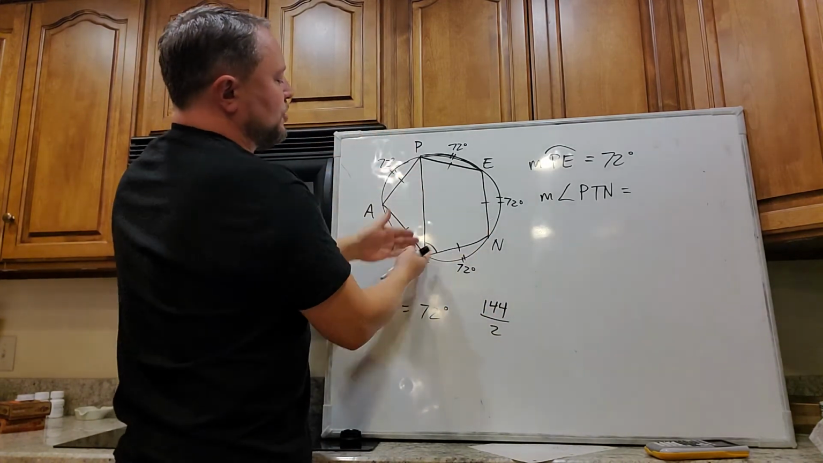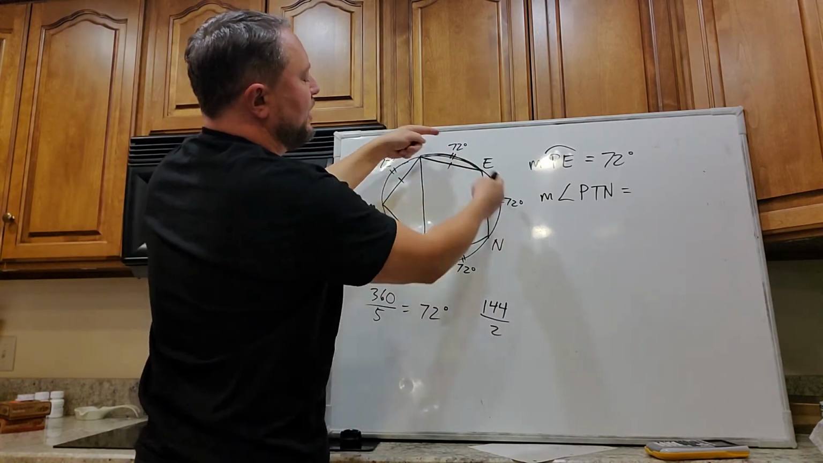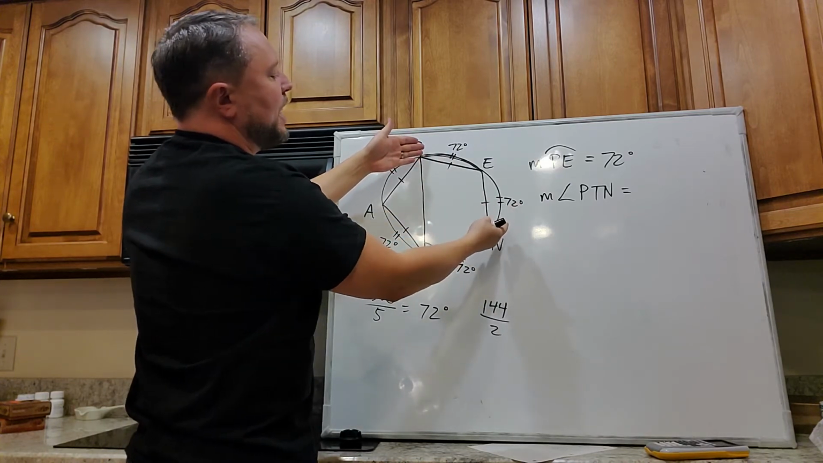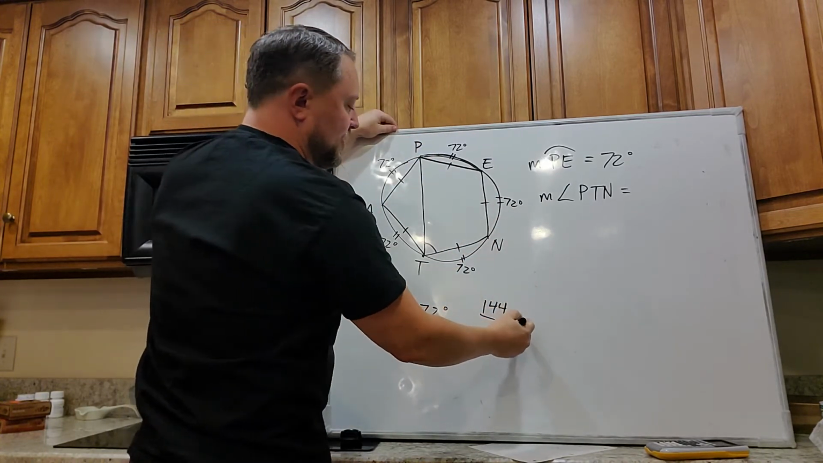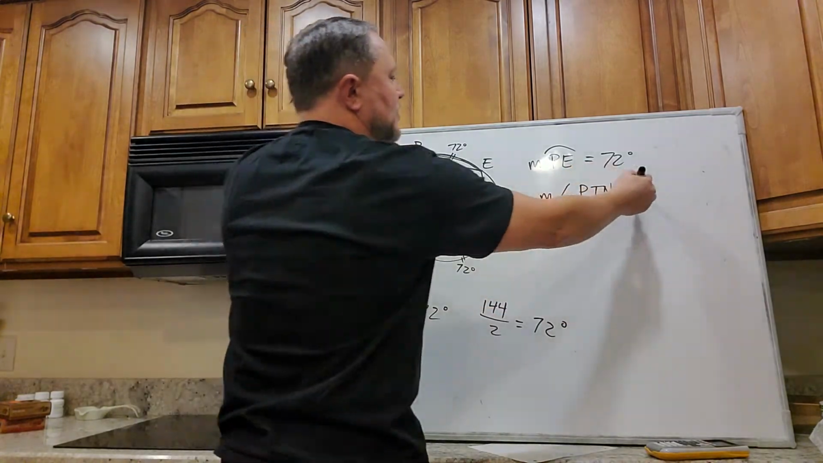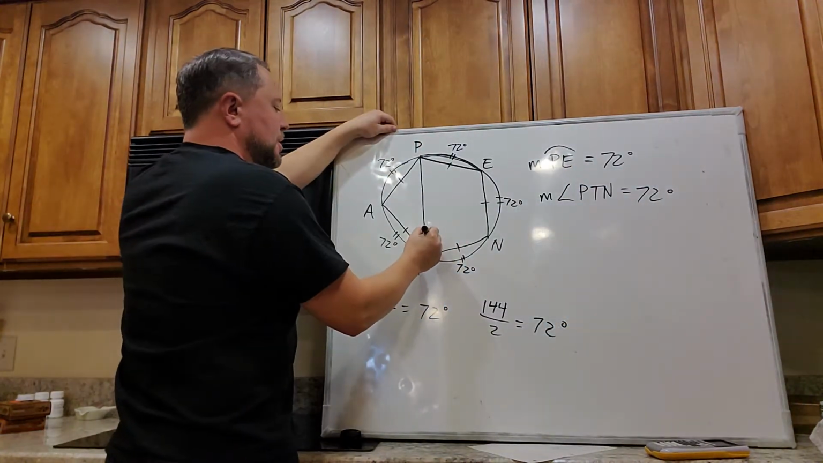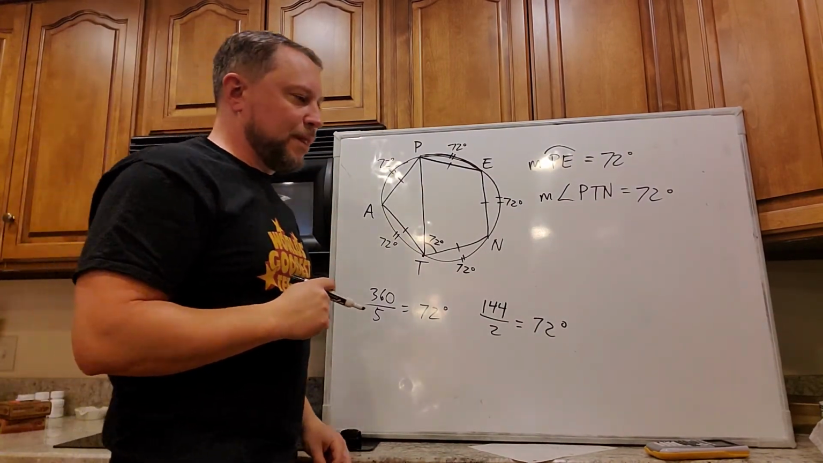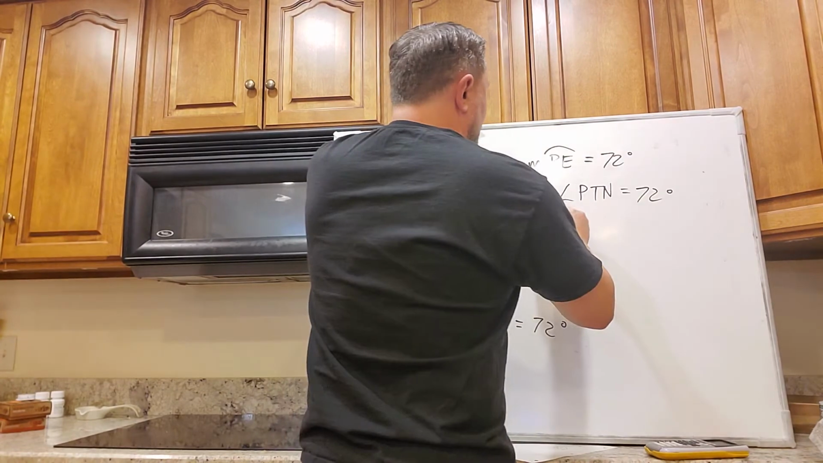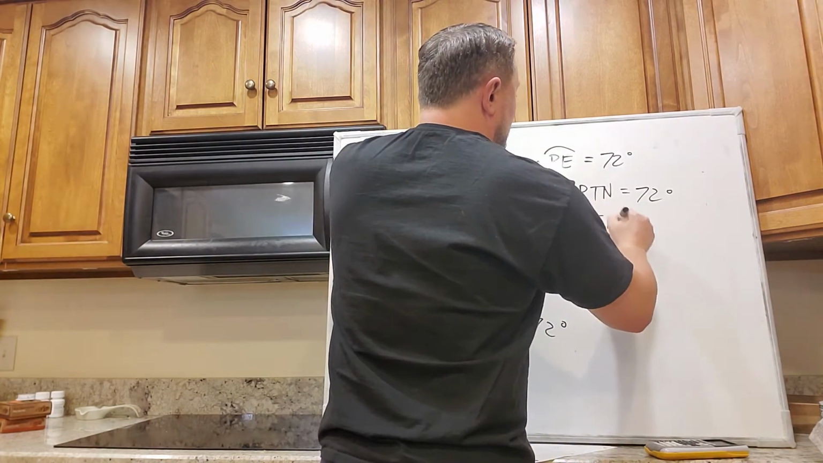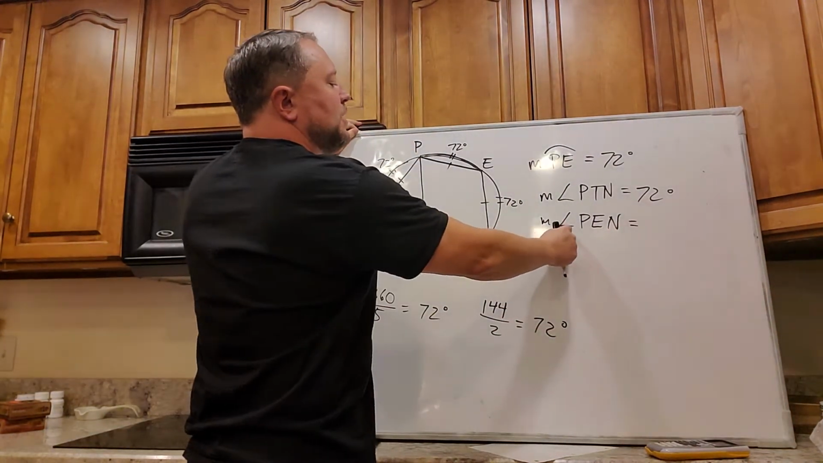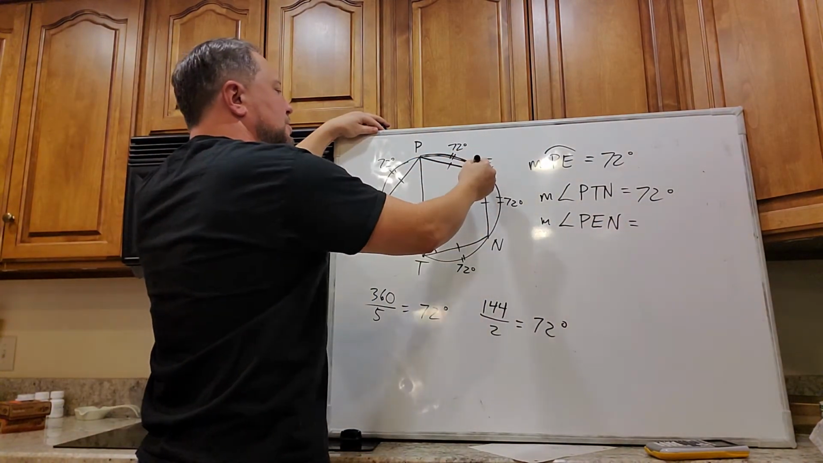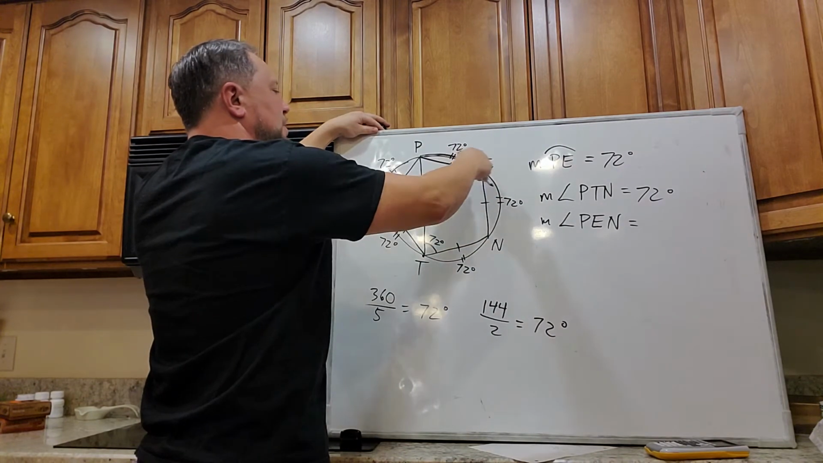Okay, so an inscribed angle is always half of the arc that it hits. So you follow the inscribed angle out, it hits 2 72s. So half of that would only be 72. So that angle is 72 degrees. So this angle right there, 72 degrees. Okay, let's try another. Let's say they want you to find the measure of angle PEN. PEN is this angle right there, PEN.